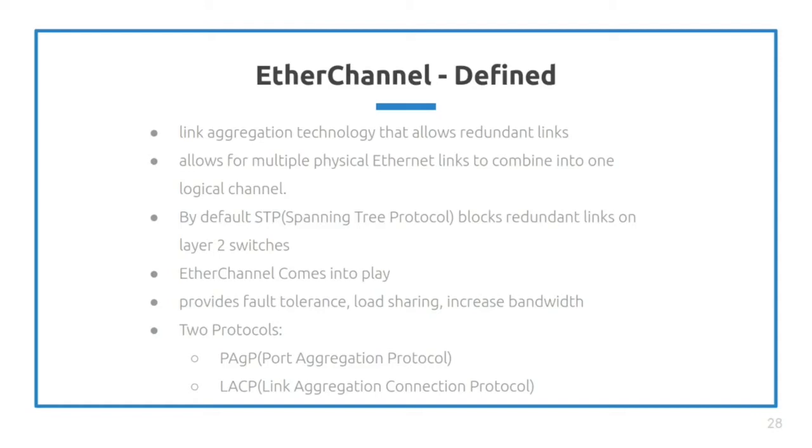Let's now define Etherchannel more in depth. Etherchannel is a link aggregation technology that allows for redundant links. It allows multiple physical Ethernet links to combine into one logical channel. This is important because the spanning tree protocol automatically blocks redundant links in layer 2 switches, and Etherchannels allow us to get around that barrier. Etherchannel has benefits in providing fault tolerance, load sharing, and increased bandwidth. With that, Etherchannel comes in two protocols, PAGP and LACP.